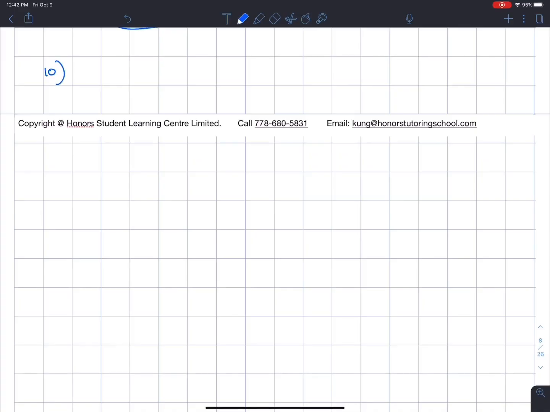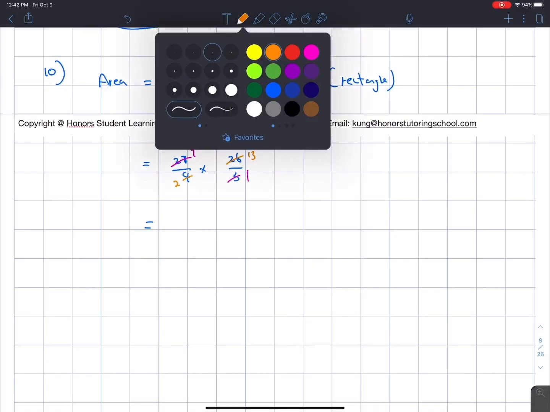Question 10. A sheet of paper is 27/4 inches wide by 26/3 inches long. What is the area? So area is always width times length of a rectangle. And they gave us the measurement of the width to be 27/4. And the measurement of the length is 26/3. And again, we simplify, divide by 3 to get 1, divide 27 by 3 to get 9, divide 4 by 2 to get 2, divide 26 by 2 to get 13.